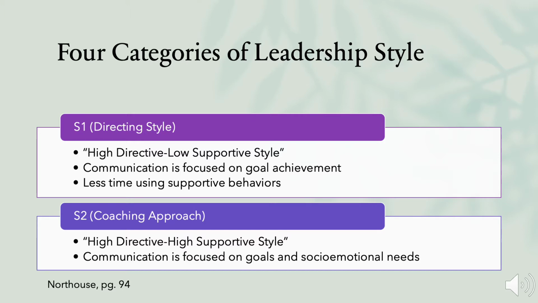Going further into the situational approach, the directive and supportive leadership styles can be classified even further into four distinct categories. First category is S1, also called directing style. This is a high directive, low supportive style. Communication is focused on goal achievement, and less time is used for supporting behaviors.